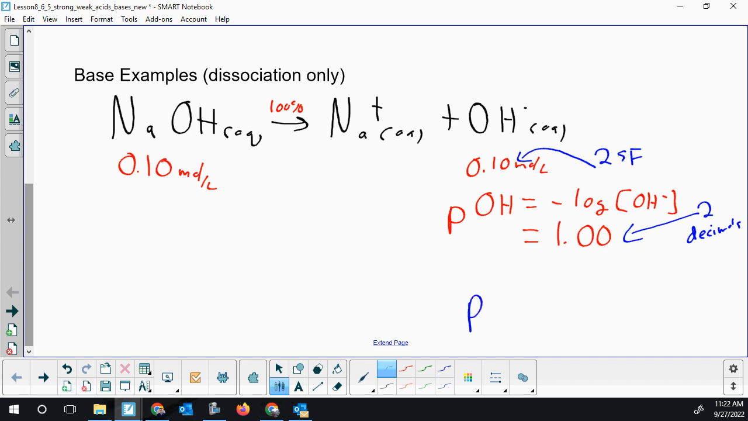Okay. So the pH, I'm not going to show my work. The pH and pOH sum to 14. So the pH is 13. Okay, the 1 and the 3 aren't our sig figs. It's just the 2 decimal places. Okay, we can't do any of this with weak species because they don't break up 100%.